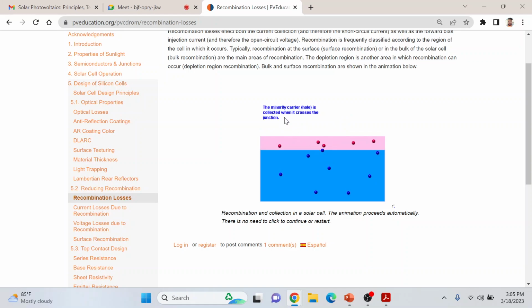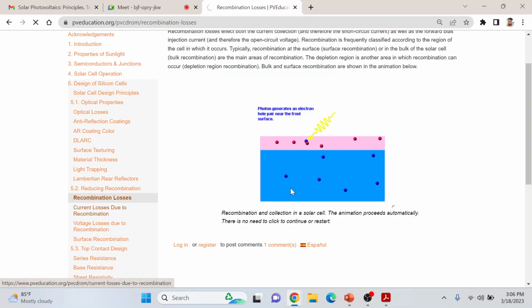As you can see here, the minority carrier is collected when it crosses a junction. A photon generates an electron-hole pair in the base, and then the minority carrier is collected when it crosses the junction. Then a photon generates an electron-hole pair near the surface, and the electron recombines in the base. This process keeps on happening, and at last the electron recombines at the rear. So it starts from here and ends here. Recombination and collection in a solar cell is depicted by this process.